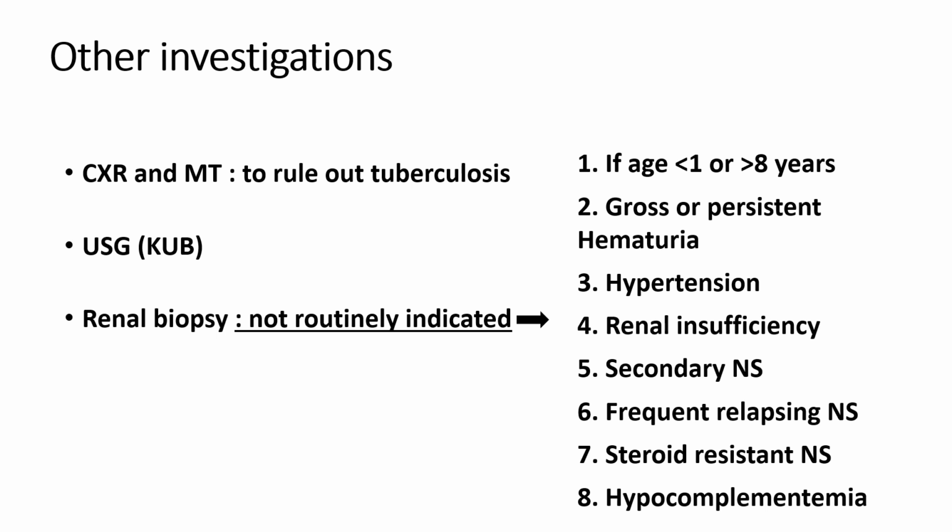It is also indicated when the child has gross or persistent hematuria or hypertension, renal insufficiency or altered renal function tests, secondary causes, frequent relapsing nephrotic syndrome, steroid resistant nephrotic syndrome, or if the complement levels are low. So in all these conditions we have to perform the renal biopsy. Otherwise, renal biopsy is not indicated in primary idiopathic nephrotic syndrome.